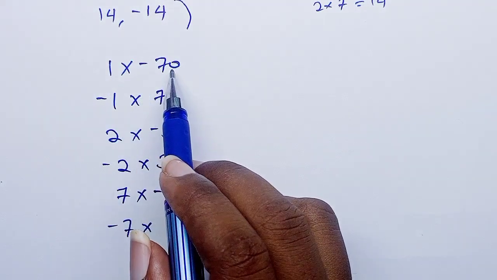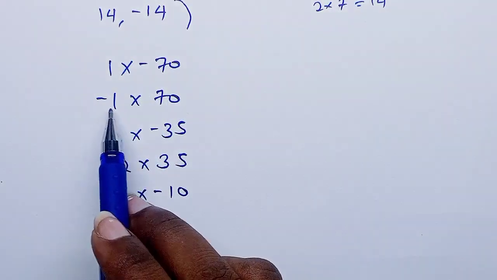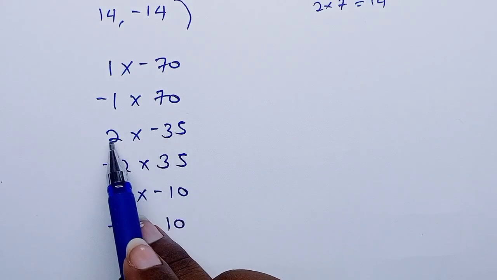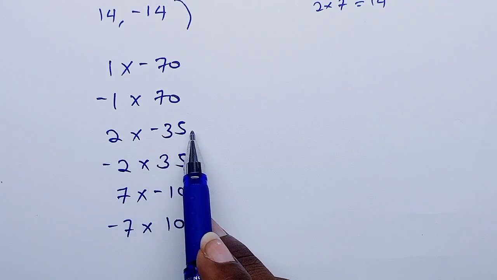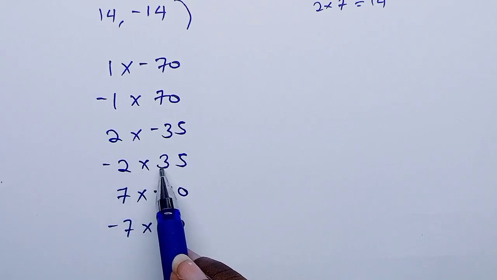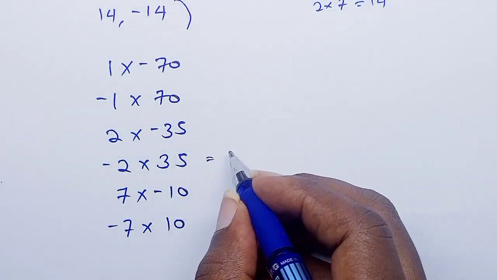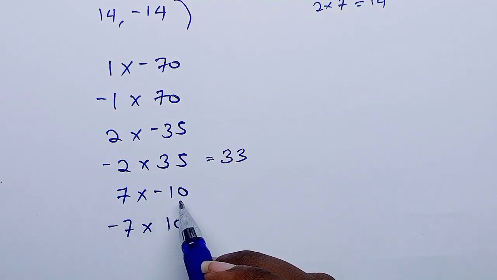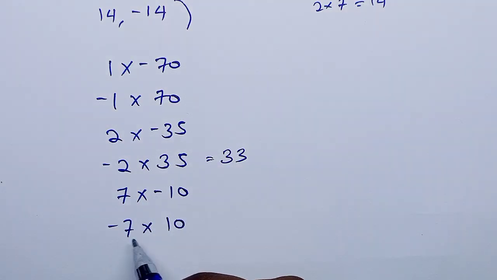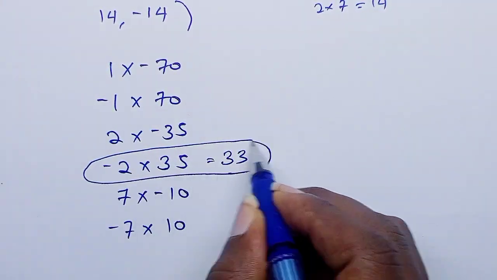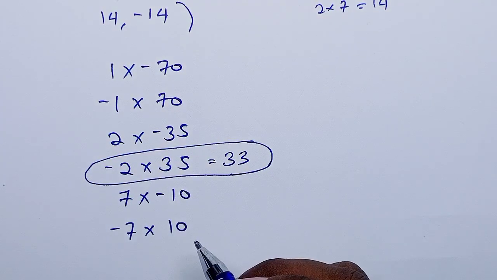1 minus 70, you get minus 69. Here you get 70 minus 1, 69. Here you get 2 minus 35, you get minus 33. We are looking for positive 33. So minus 2 plus 35 gives us 33. 7 minus 10 gives us minus 3. Minus 7 plus 10 gives us 3. So our desired two values are negative 2 and 35.